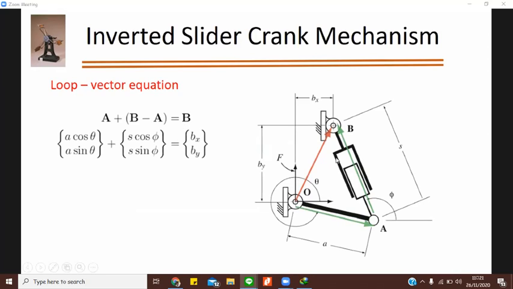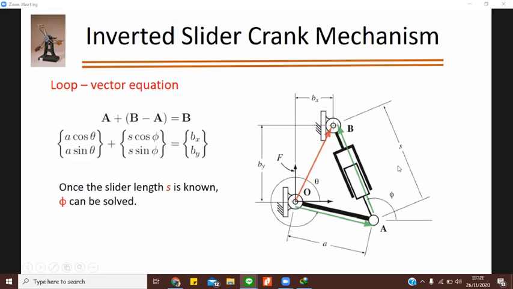So a is a cos theta, a sin theta, and b minus a we can write as s cos phi and s sin phi. Right, so this is your s. It's not h, it's s. And b we can write as bx and by, meaning x and y from this frame O. So once the slider length S is known, you can solve for phi.